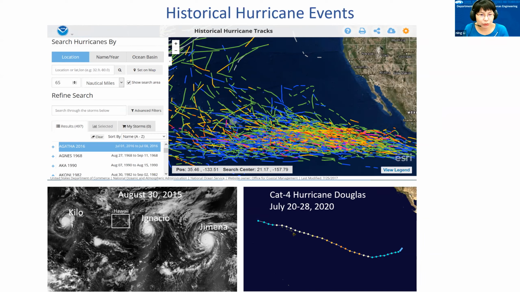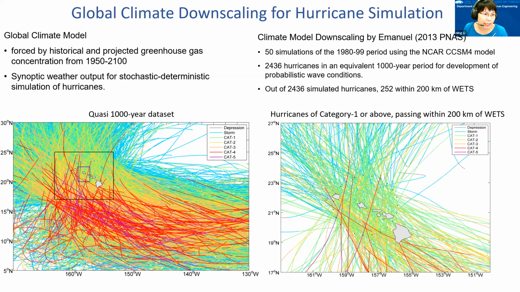To solve this problem, we collaborate with Professor Emanuel from MIT, a very established professor in climate modeling. We use a global climate model, which is forced by the historical or the projected greenhouse gas concentration, and is able to provide pretty accurate synoptic weather conditions, which will provide a basis for the hurricane simulation.